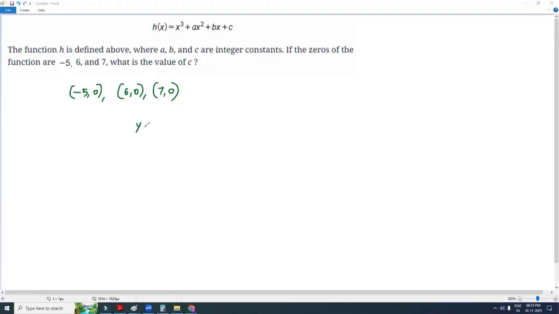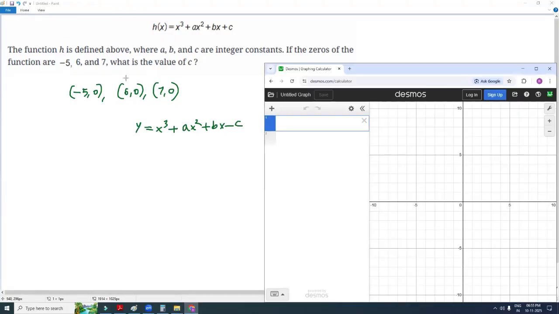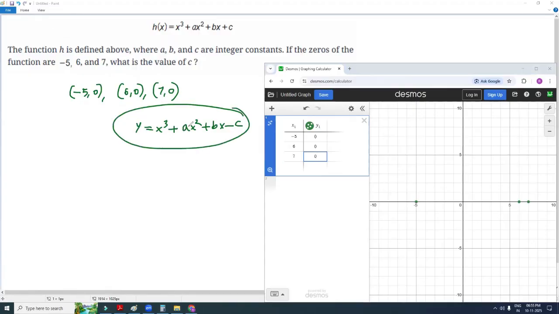Then the given function will become y equals x to the third power plus ax squared plus bx plus c. Further, we can solve this problem using Desmos. Okay, in Desmos, first we have to take these 3 points as input. So click on the plus sign over here, go to the table. The first point is (negative 5, 0), the second point is (6, 0), and the third point is (7, 0).